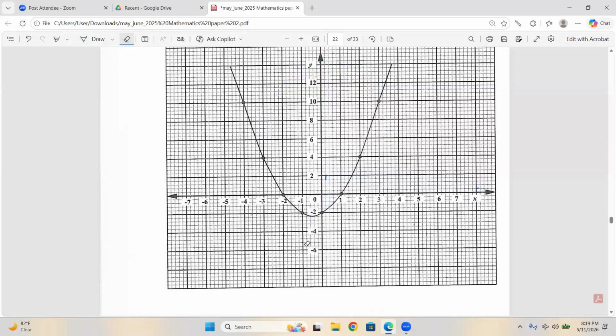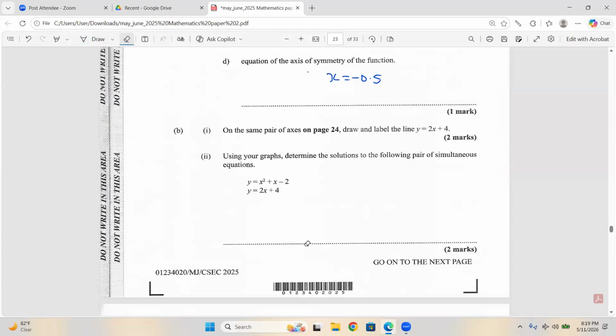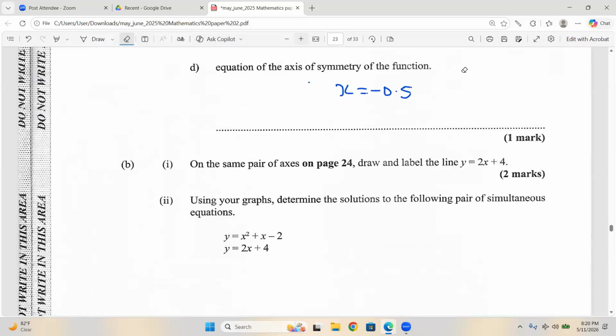Okay, so what I want here now, it says on the same pair of axes on page 24, draw and label the line y. Okay, they want us to draw something. A straight line graph, I see. So y equals 2x plus 4 is a straight line graph. They want us to draw this. How do we draw this?